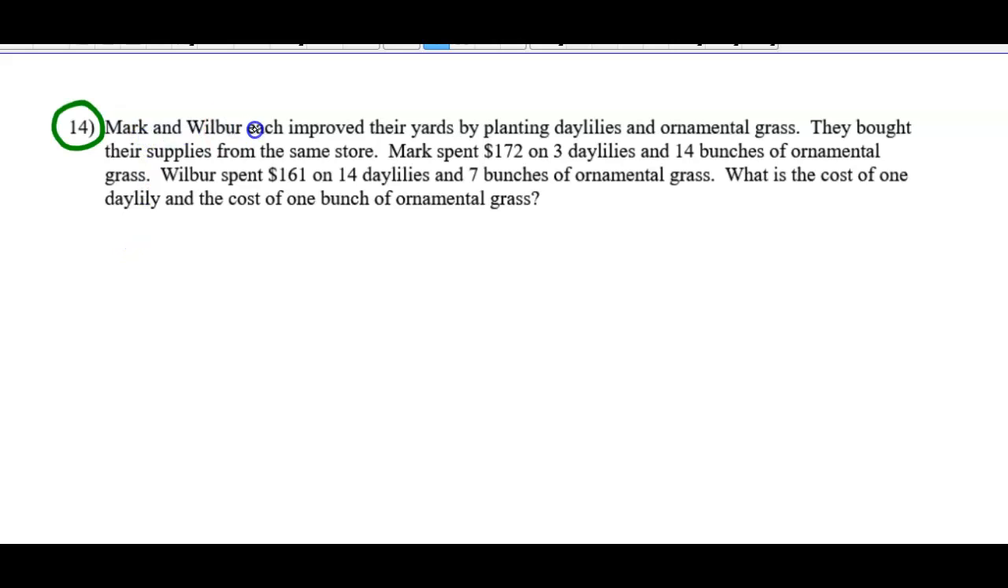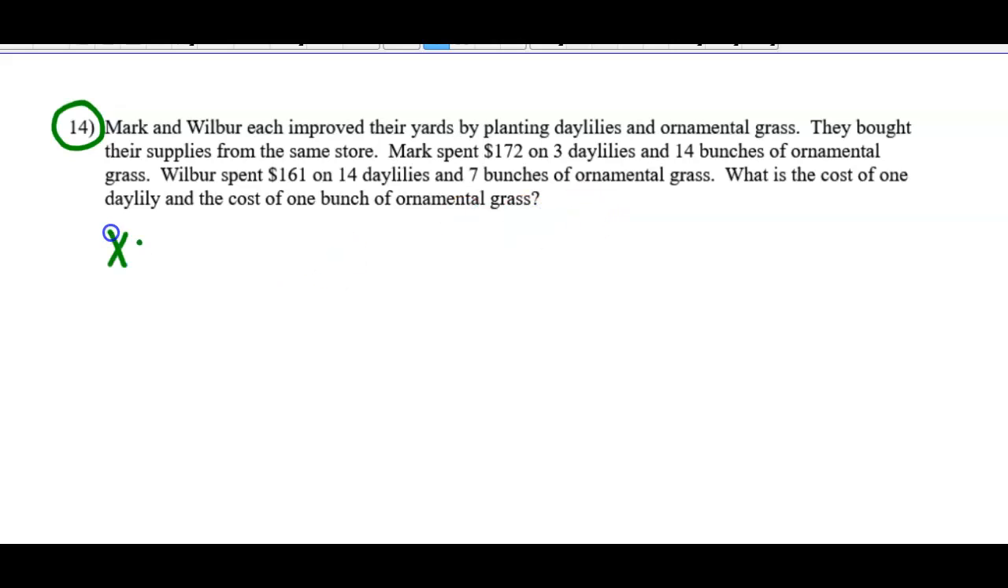So it says, Mark and Wilbur each improved their yards by planting daylilies and ornamental grass. They bought their supplies from the same store. Mark spent $172 on 3 daylilies and 4 bunches of grass. Wilbur spent $161 on 14 daylilies and 7 bunches of ornamental grass. What is the cost of 1 daylily and the cost of 1 bunch of ornamental grass?